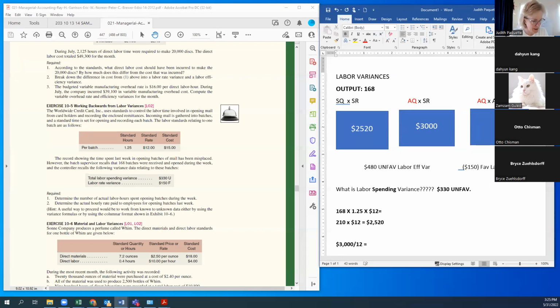I should. So what do we have there? 3,000 divided by 12, and we get 250 hours. Okay. So that is the actual labor hours spent. So we actually spent 250 hours.